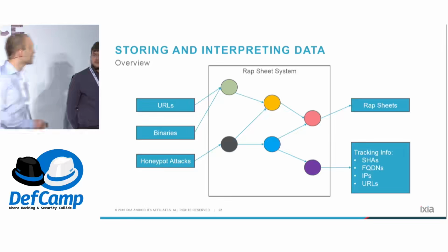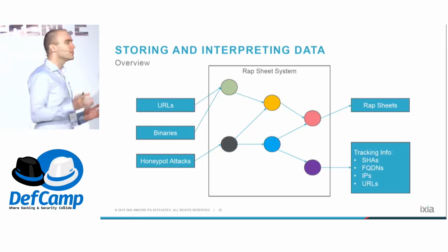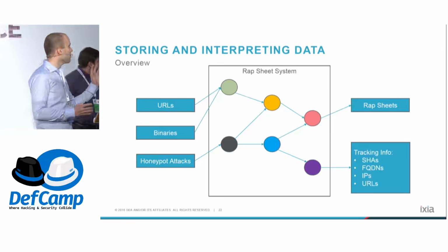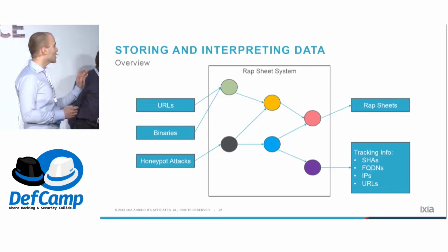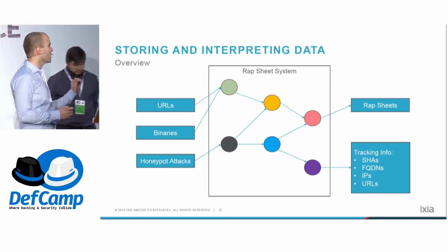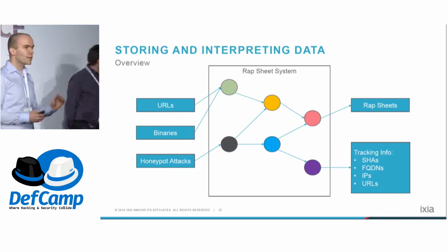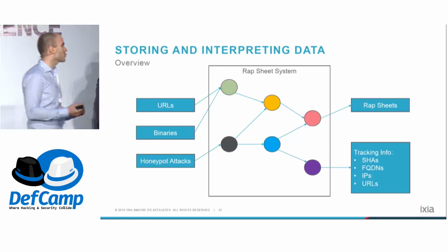Let's see. So if you take a look at our system from a 10,000-mile view, you'll see that it basically takes in URLs, binaries, and honeypot attacks, processes them through multiple nodes in the system, and then produces at the end Rapsheets, as well as tracking information for different entities or items within our system.